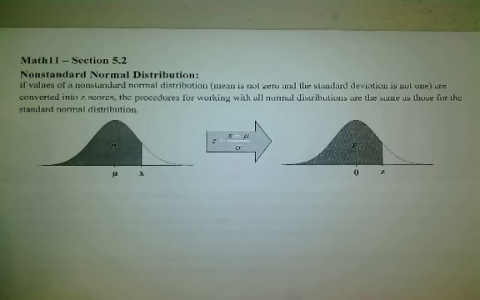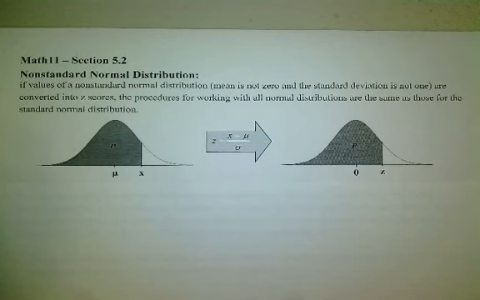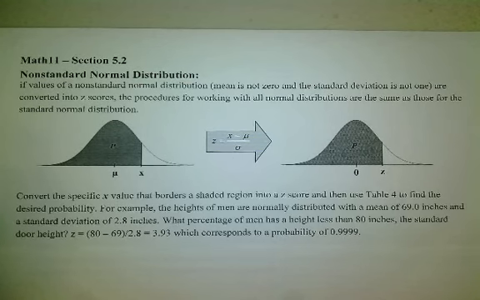And this will allow us to go ahead and then use our table 4, the standard normal distribution table values, to find the areas. So really, this is a quick section. It's just about, hey, take the values you have, find your z-score, and then, because they're both normal distributions, you can go ahead and use that. So, for example, we want to convert the specific x value that borders a shaded region into a z-score, and then use table 4 to find the desired probability.